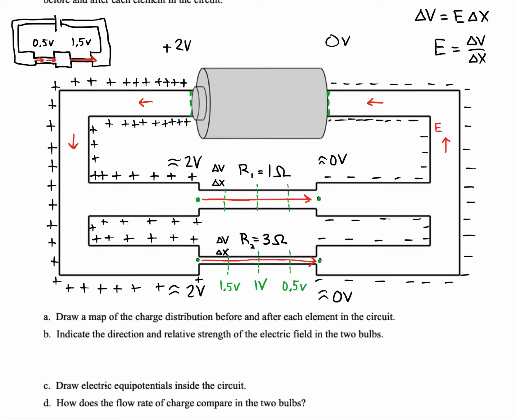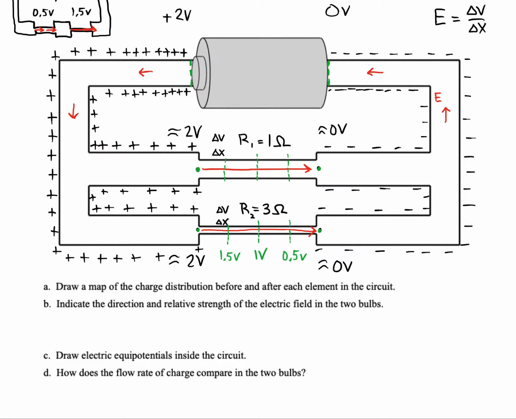Okay. Next question says, how does the flow rate of charge compare in the 2 bulbs? So one thing we might do is think about formulas we have for flow rate of charge, right? So here's one. According to Ohm's law, I equals delta V over R, this can tell us about the currents in those branches, right?